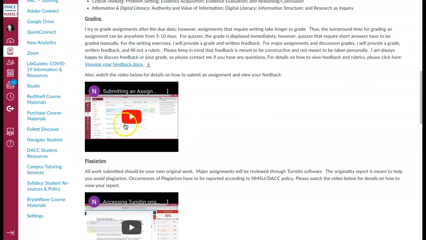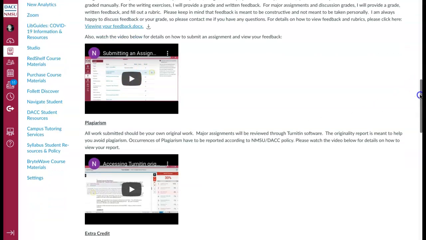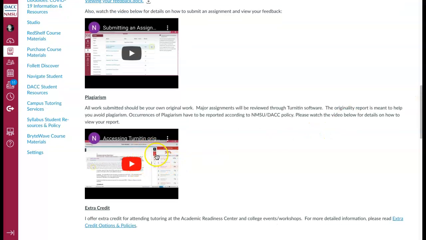Also, this video shows you how to submit an assignment, and then I have a handout that shows you how to view your feedback. Whenever I grade something, you can look at my comments and at the rubric, and this handout right here shows you how to do that. For the essays, I use Turnitin, which is software provided by Canvas, and it basically lets me know what percentage of the essay is plagiarized. So this video right here tells you how to access your Turnitin originality score. That way you can see if any content is plagiarized and fix it before the essay is due.